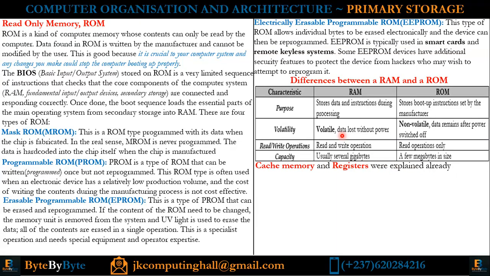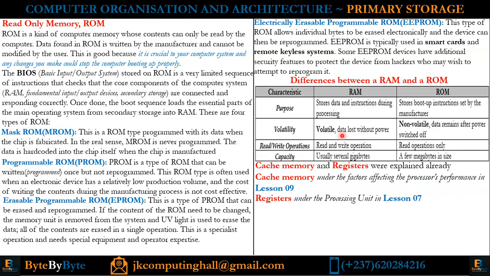Other types of primary storage, such as the cache memory and the registers, were already explained, whereby the cache memory was explained under the factors affecting the processor performance in lesson 9, and the registers were explained under the processing unit in lesson 7. In case you did not watch the video, I recommend you go to the playlist of the chapter Computer Organization and Architecture and look at these different lessons in order to understand the cache memory in detail.